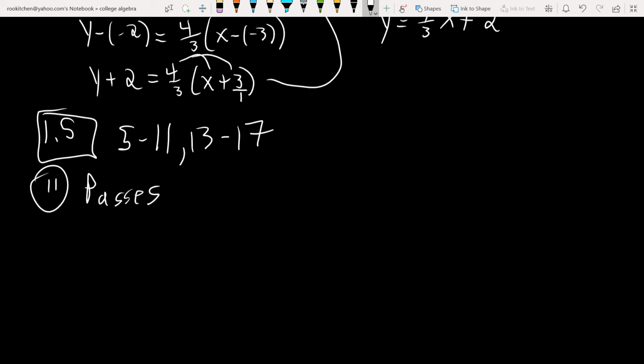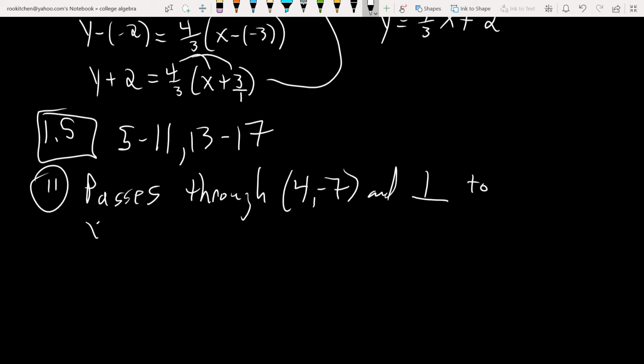Number 11, we want to create an equation of a line that passes through the point 4, -7, and is perpendicular to the line x minus 2y minus 3 equals 0. Okay, so we need two things, right? We need a point, and they gave us a point, 4, -7. Then we need a slope.